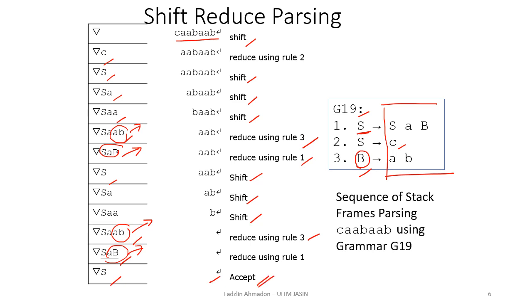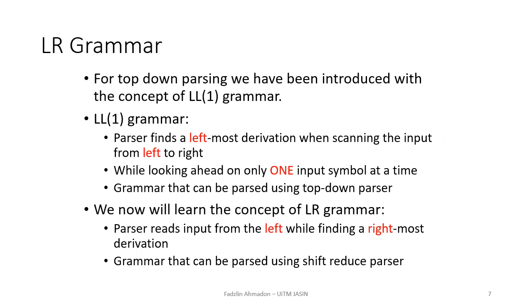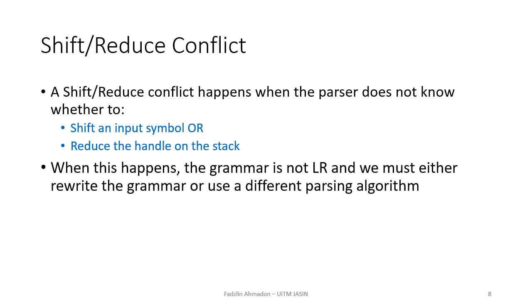grammar 19. In bottom-up parsing, we are no longer using the concept of LL1 grammar. Instead, we are using LR grammar, in which the parser reads an input from the left while finding a rightmost derivation. Therefore, LR grammars are grammars that can be parsed using a Shift Reduce Parser. There are two types of conflict that can happen in Shift Reduce Parsing.